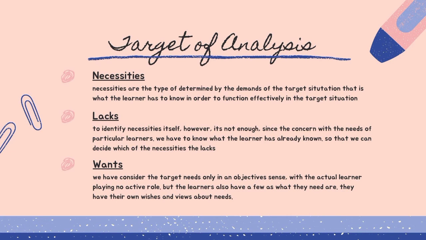And then the third one is wants. According to Hutchinson and Waters, 1987, the definition of wants is the perceived or subjective needs of learners. Wants also means that the students need to know what they want to learn. From that situation, students will make some effort to achieve their value.